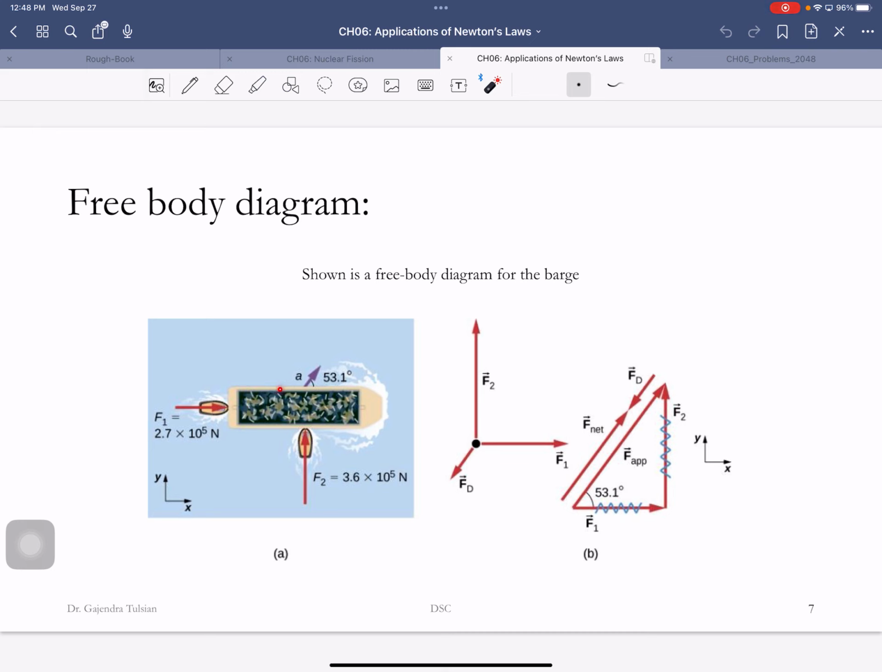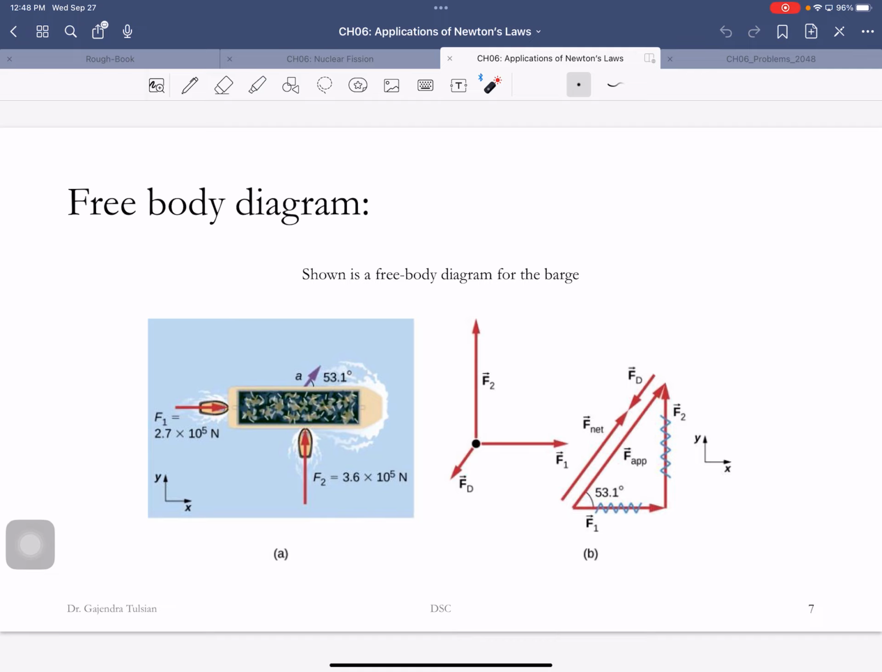So here's the physical picture. The free body diagram is, this is the free body diagram. Your object is represented by a point. The force that this boat exerts is there. The force that this boat exerts is there. What is this guy? I'm sorry? That's the friction force between the barge and the water. So that's the drag force. So there are three forces acting on this barge.